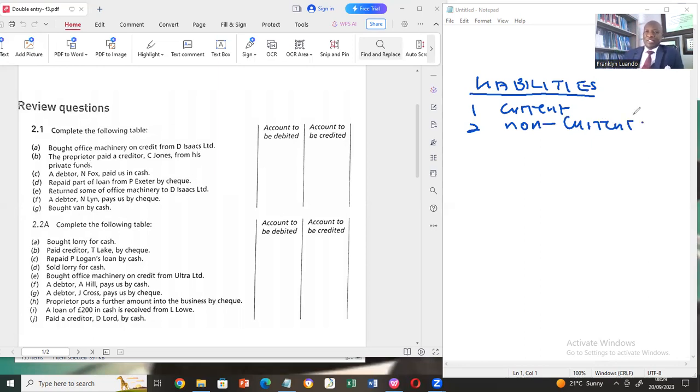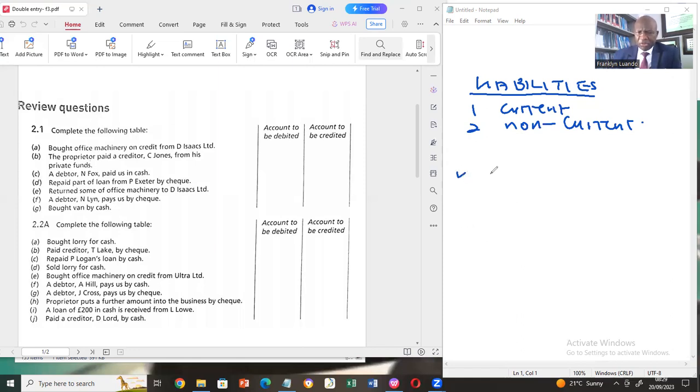So current liabilities are the amounts that we owe other companies or individuals. These are due for payment within 1 year. Current liabilities are amounts that we owe other companies or individuals, and they are due for payment within 1 year. So we can have examples of current liabilities.